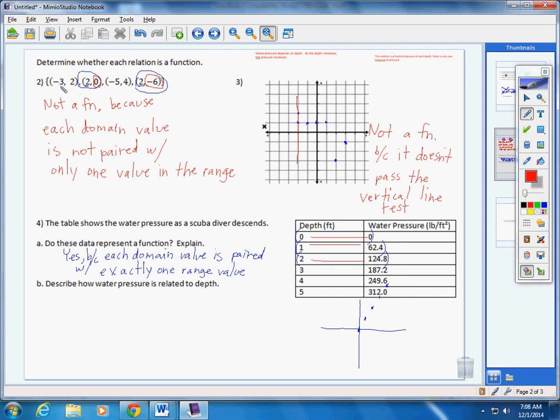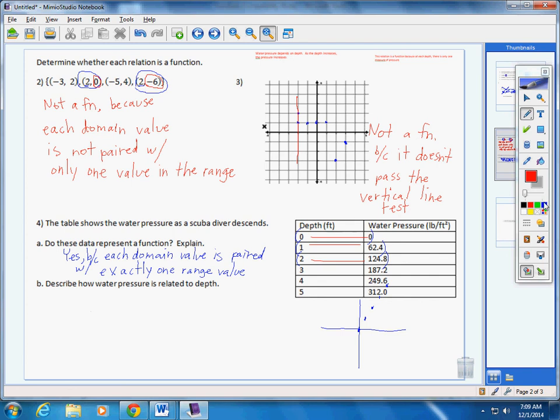Just look at your domain values, your x's, 0, 1, 2, 3, 4, 5. Do any of those repeat? Since the answer is no, obviously each of these is paired with its own y value, okay? So if you wanted to look at it that way, you could have easily said, yes, this data represents a function because, and it's the same answer, each domain value is paired with exactly one range value.